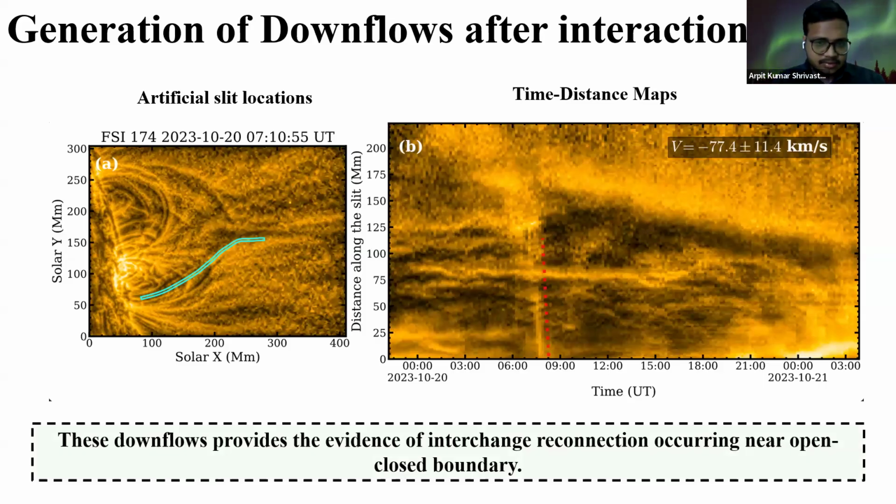is that we should have simultaneous outflows, but there are several factors due to which we didn't see any outflows simultaneous to these downflows, and maybe future studies can also reveal such things with different instruments like PROBA-3 and more FSI observations.